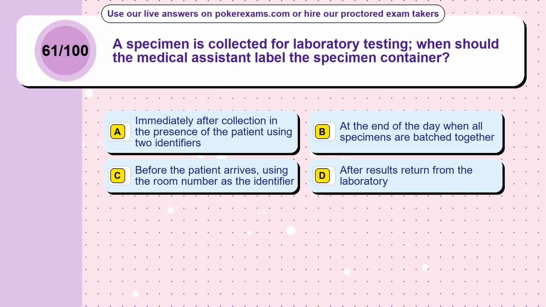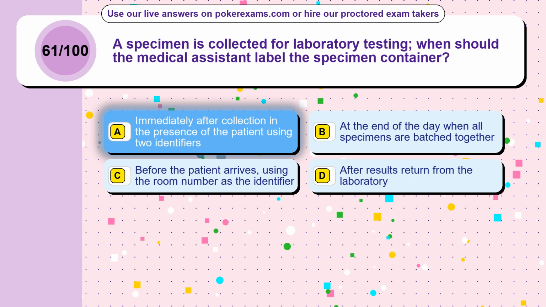Question 61. A specimen is collected for laboratory testing. When should the medical assistant label the specimen container? Option A. Immediately after collection in the presence of the patient using two identifiers. Option B. At the end of the day when all specimens are batched together. Option C. Before the patient arrives, using the room number as the identifier. Option D. After results return from the laboratory.